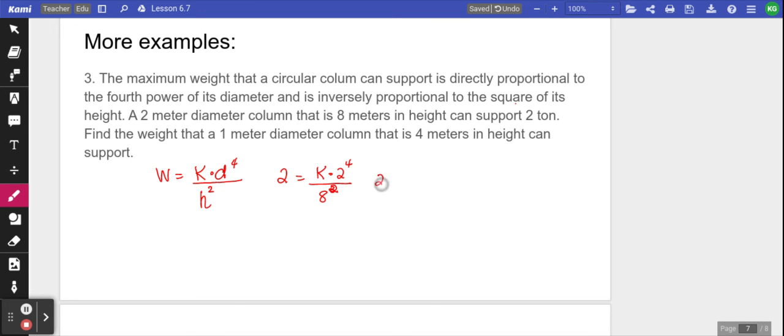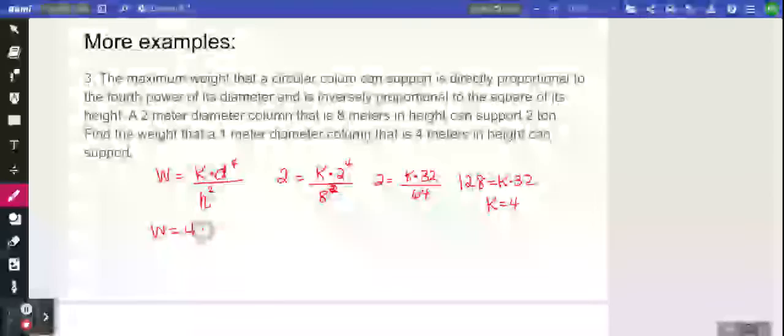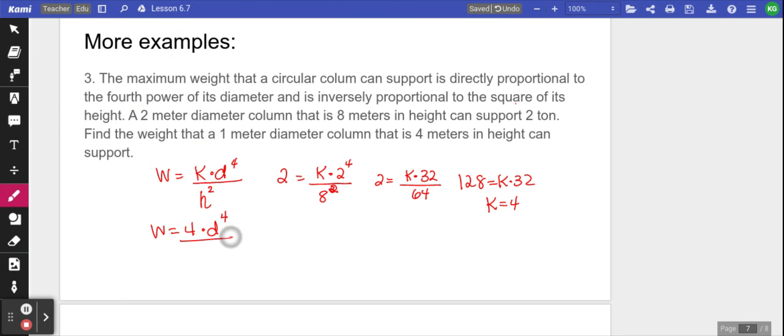So that would give me 2 equals k times 2 to the 4th, which is 32, over 8 squared, which is 64. 2 times 64 is 128. And divide by 32, k equals 4. W equals 4 times diameter to the 4th over h squared.